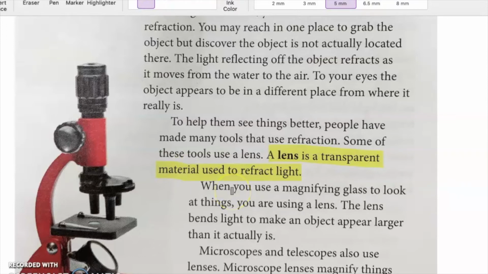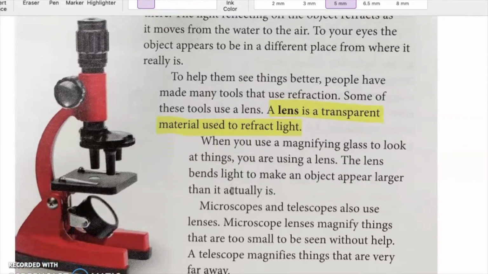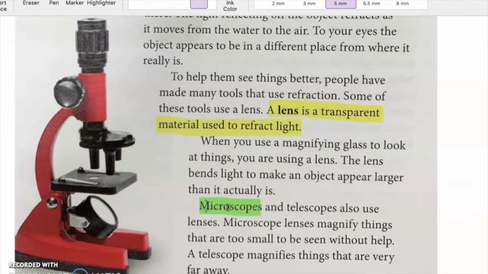When you use a magnifying glass to look at things, you are using a lens. The lens bends light to make an object appear larger than it actually is. Microscopes and telescopes also use lenses. So those are the two examples. Microscope lenses magnify things that are too small to be seen without help. A telescope magnifies things that are very far away. So the difference between microscope and telescope is this.